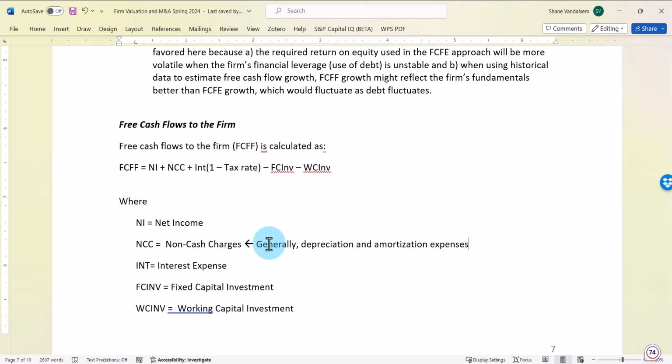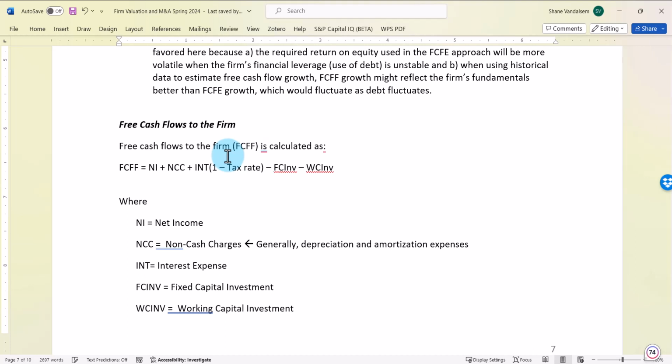And we add those back because they're not cash, and so they're deducted out of net income, but then we want to add them back in because those are actually cash flows that are available to be paid out to investors. We add back interest. So up here we have INT.